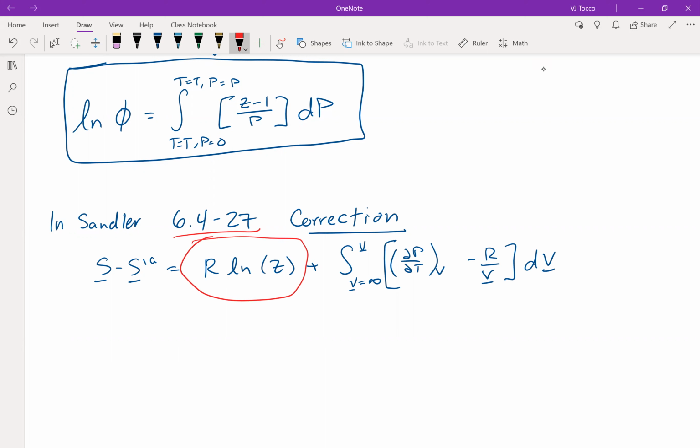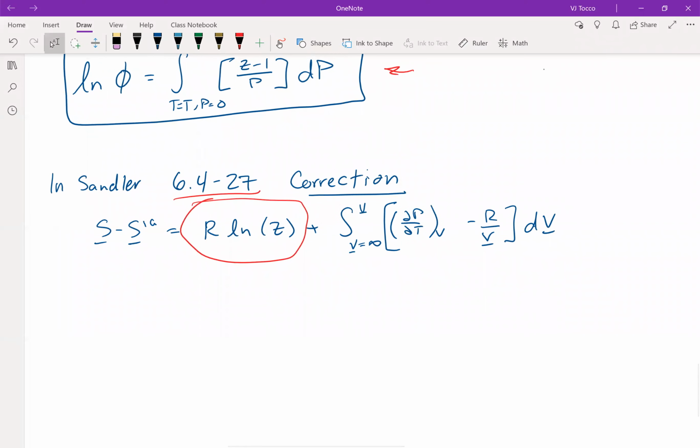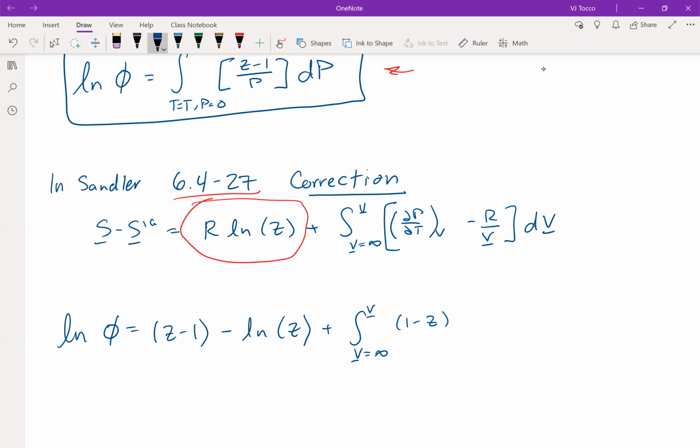But anyway, I can derive an analogous expression for this ln of the fugacity coefficient by using the departure functions in terms of dv instead of dp. And that will get me the following: ln of phi is equal to Z minus 1 minus ln of Z plus the integral from v equal to infinity to v of (1 minus Z) over v underbar, dv.